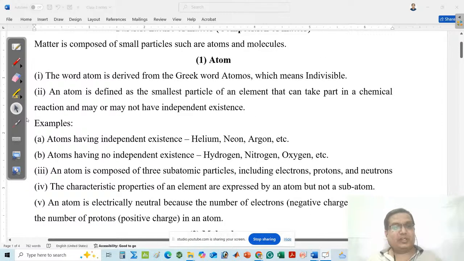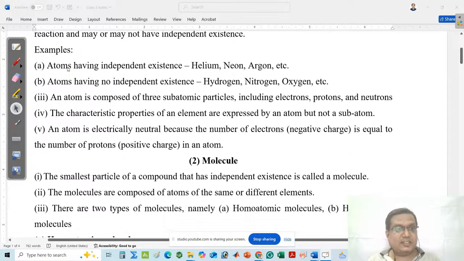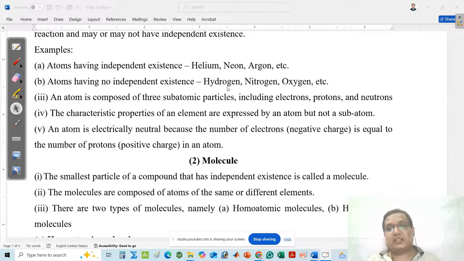That means finally we can conclude that an atom is defined as the smallest particle of an element that can take part in a chemical reaction and may or may not have independent existence. There are two types of atoms we consider: atoms having independent existence, such as helium, neon, argon. These are the examples. Next, atoms having no independent existence, that is your hydrogen, nitrogen, oxygen atoms.